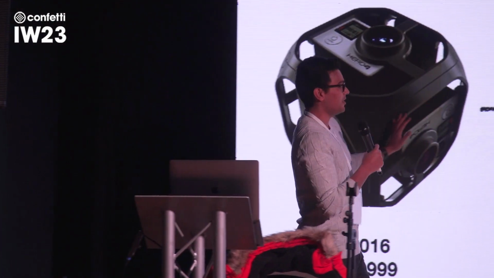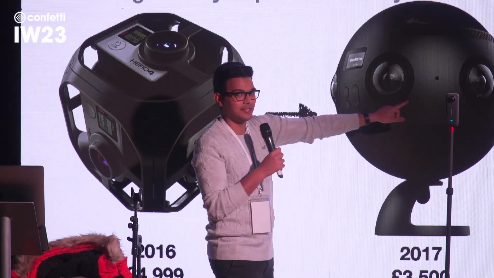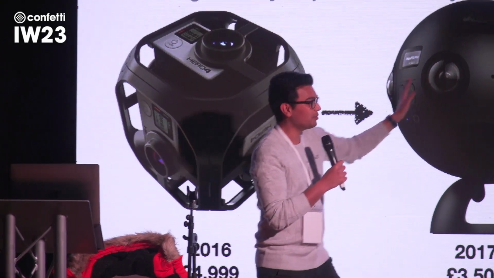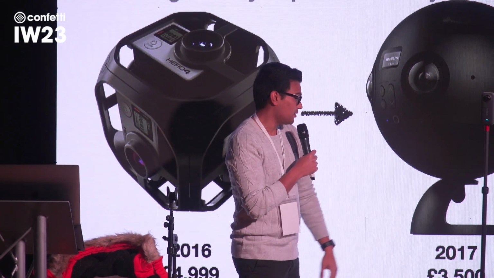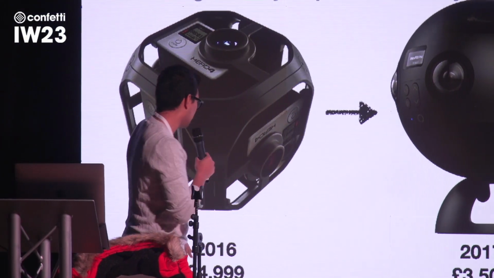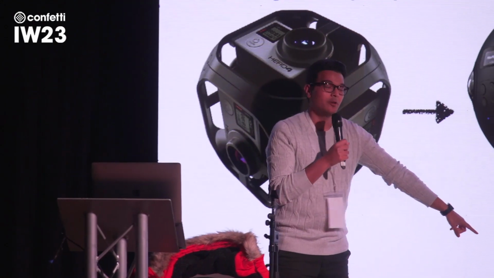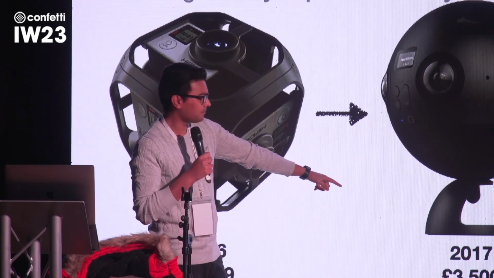Go forward 1 year, Insta360 released a camera which had 6 lenses built into the body. And when you press record, all the lenses were synced together. And it cost £3,500, which is way less than this GoPro Omni rig in 2016. And it weighed a lot less as well. I actually bought this camera at that time.